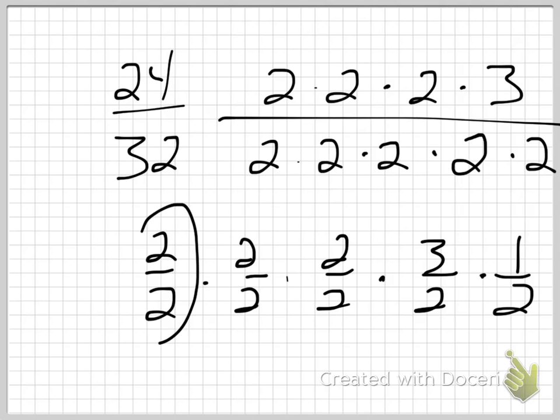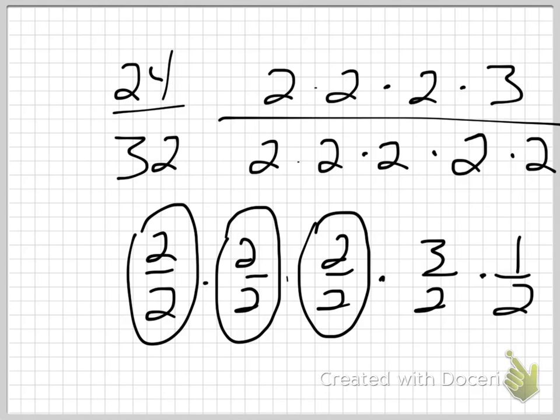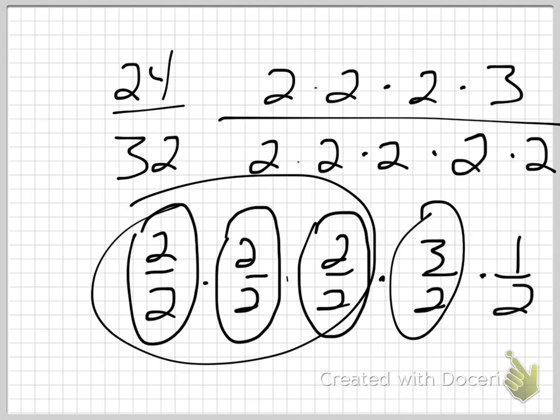So then what is 2 over 2? 1. What is 2 over 2? 1. What is 2 over 2? 1. 1 times anything is itself. Do you agree? So this is 1 times 1 times 1. It's still 1. And then no matter what I'm multiplying it by, 1 has nothing to do with it. It's going to be whatever I'm multiplying it by. So 3 times 3 halves is still 3 halves, right? It's 1 times 3 halves, which is 3 halves. Agreed? And then what is 3 halves times 1 half?